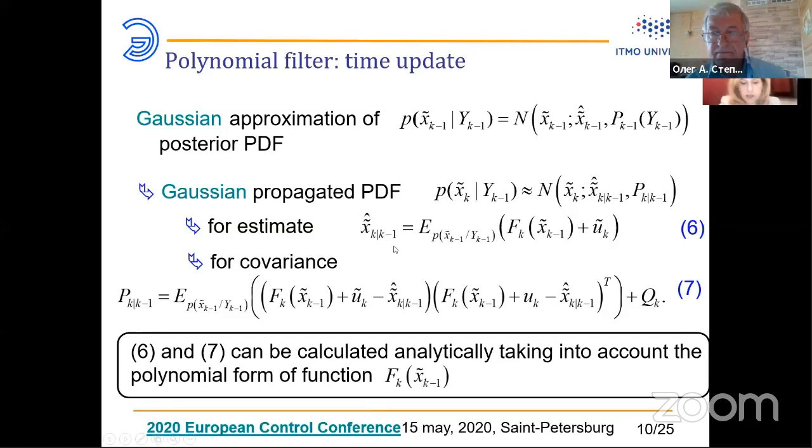the prediction density parameters can be determined at each step according to the following expression for the estimate x and for the covariance matrix. It should be noted that the prediction parameters 6 and 7 can be calculated analytically if we take into account the polynomial form of the function f. And in the next slide, I will shortly explain how we can do it.